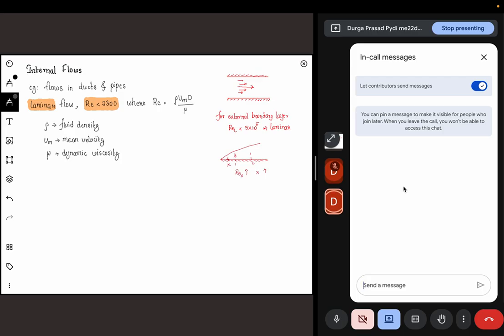But in internal flows, we define the Reynolds number in this way, where this dimension, the characteristic length scale, is constant throughout the flow. So this Reynolds number is a constant number.